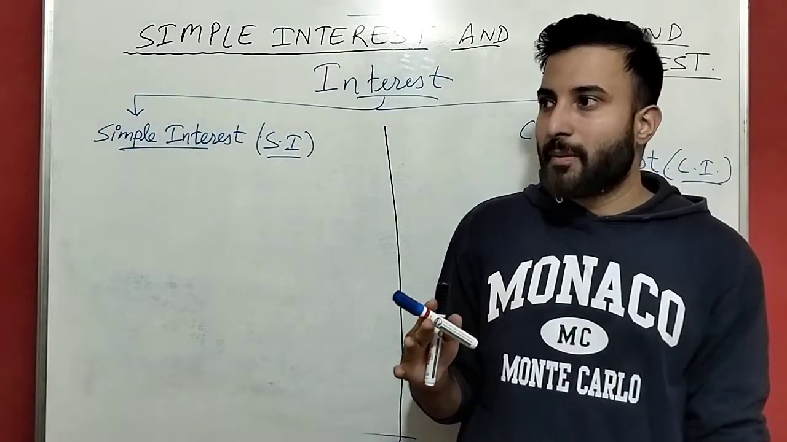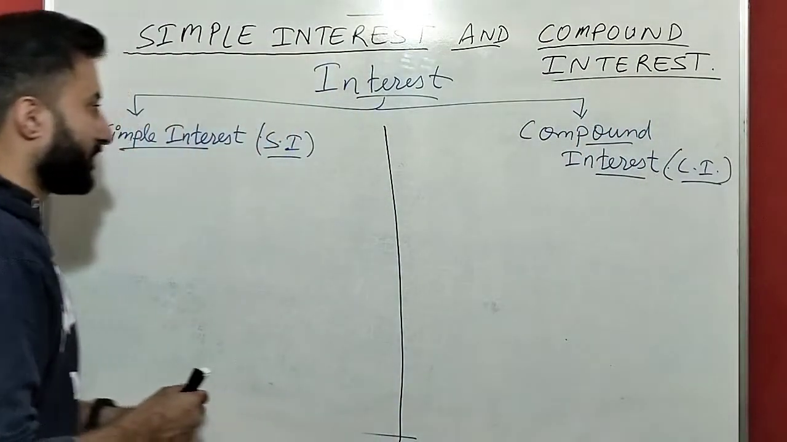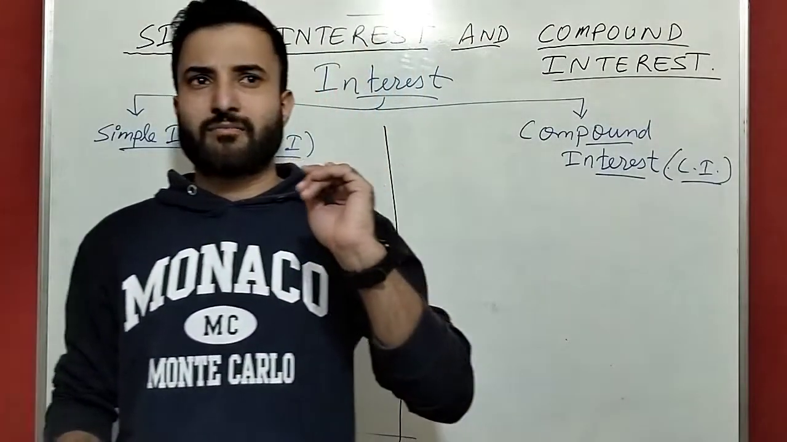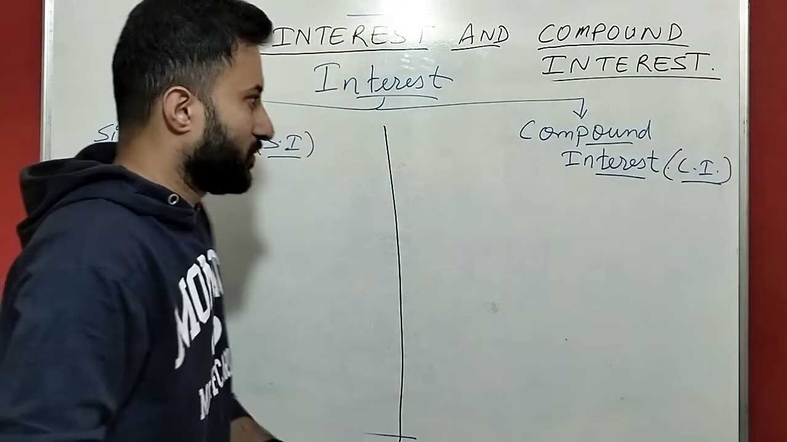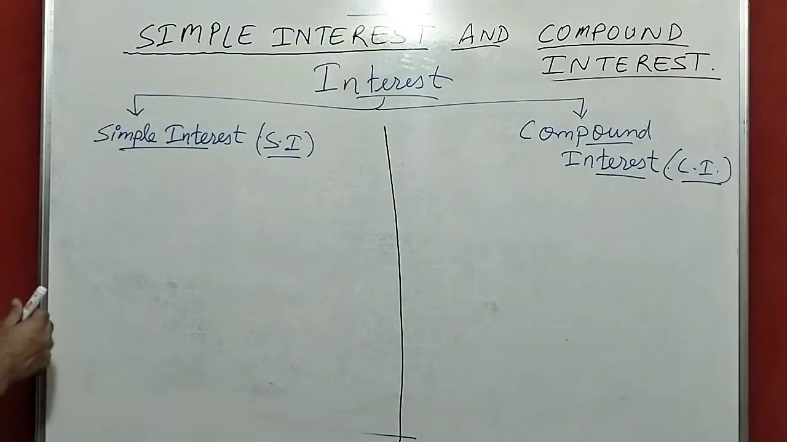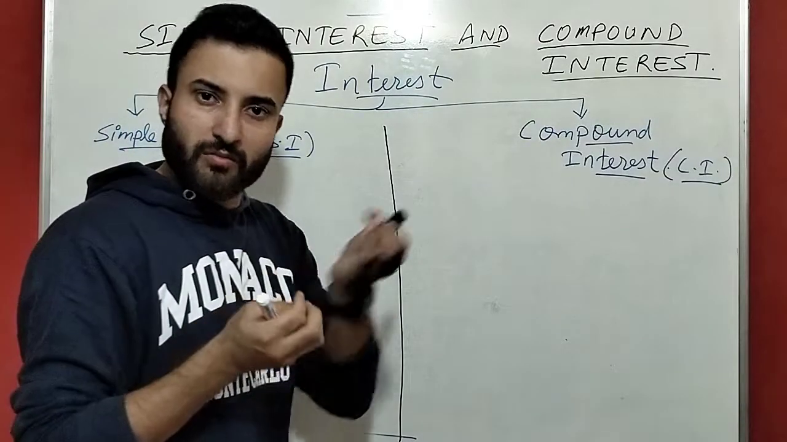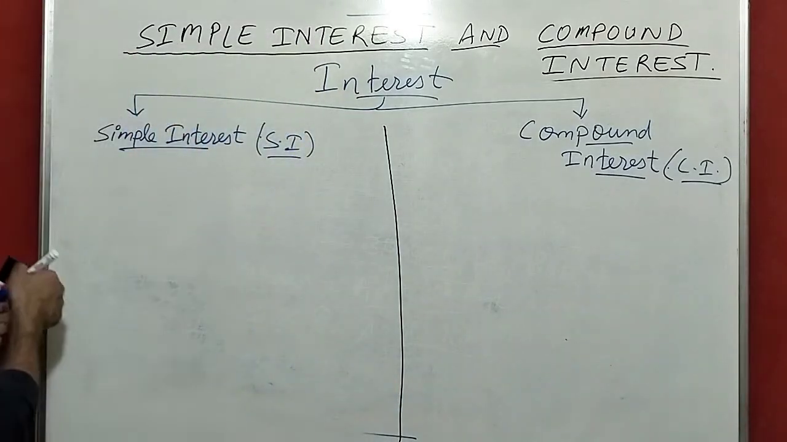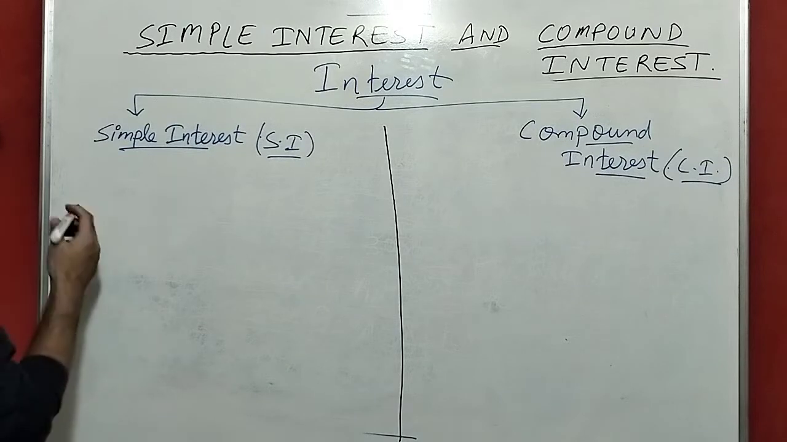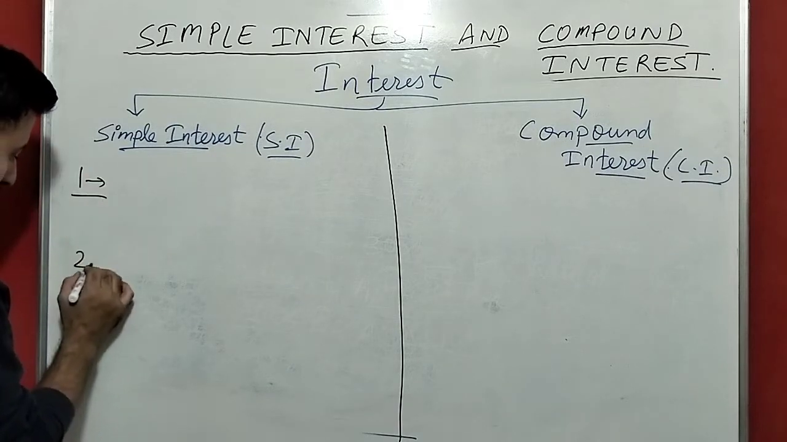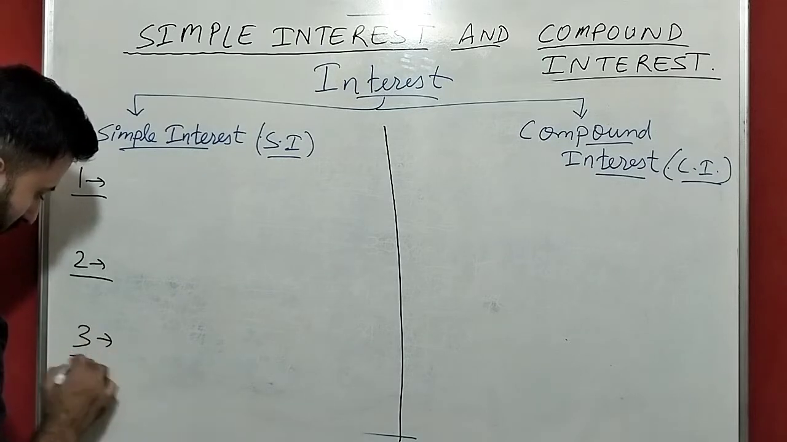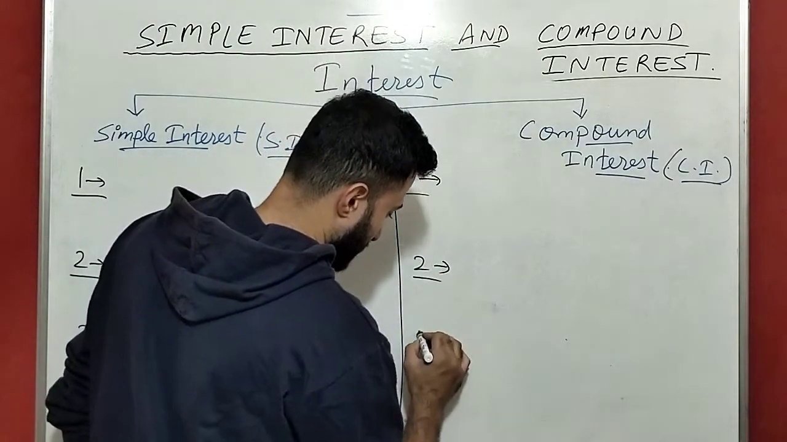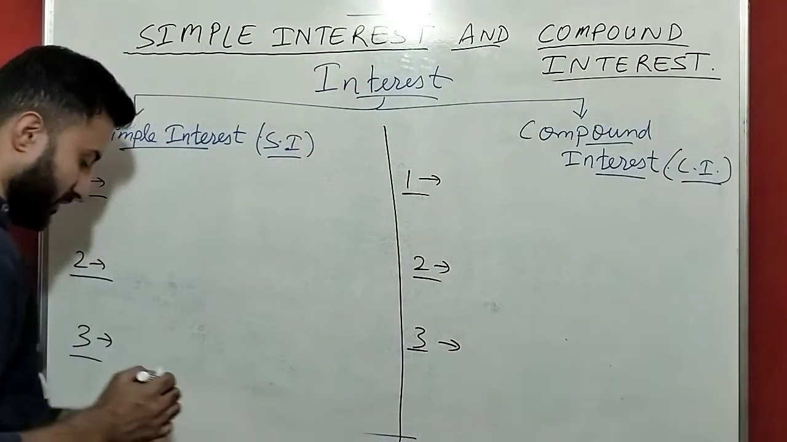See, simple interest is that interest, I will give you one simple example and you will understand. Suppose you had borrowed money for 3 years. So this is the first year, this is the second year, this is the third year. You have borrowed the money for 3 years: first year, second year, third year. It is not your degree, just the first year, second year, third year.